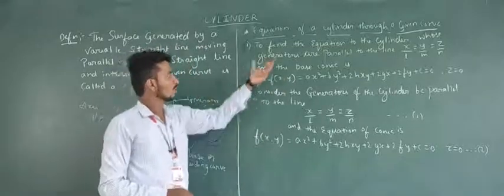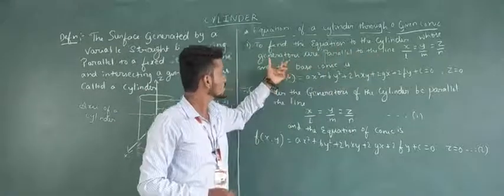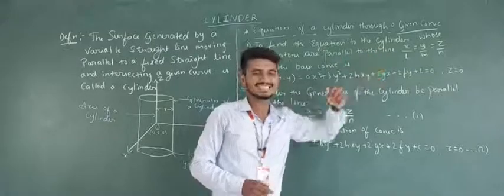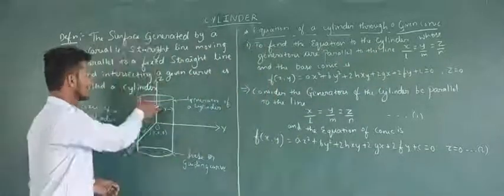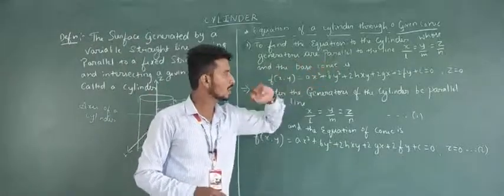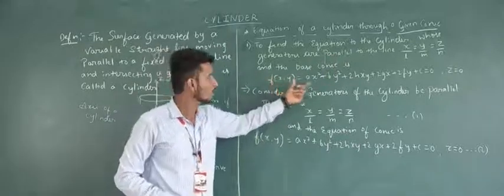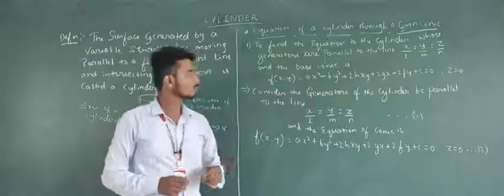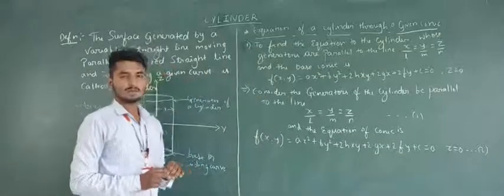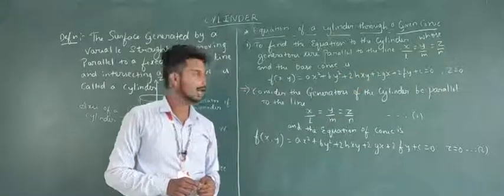So first we will see the question, that is to find the equation of a cylinder whose generators are parallel to the line x by l equal to y by m equal to z by n, and the base conic is f of x comma y equal to ax square plus by square plus 2hxy plus 2gx plus 2fy plus c equal to 0, with the condition that z equal to 0 in that.